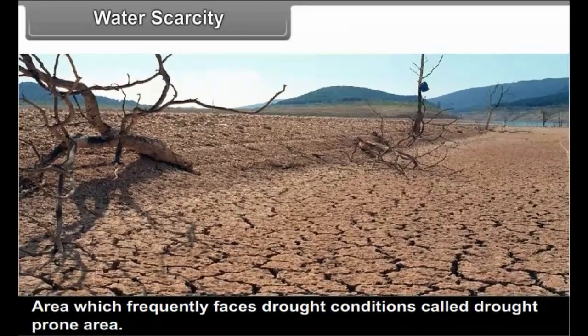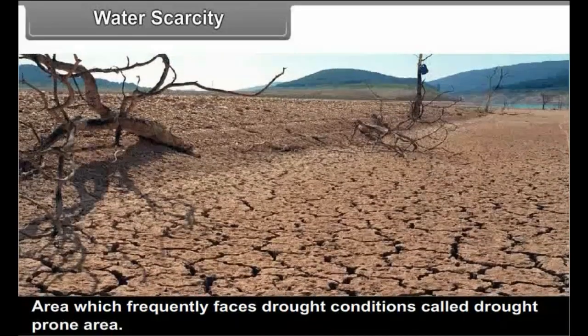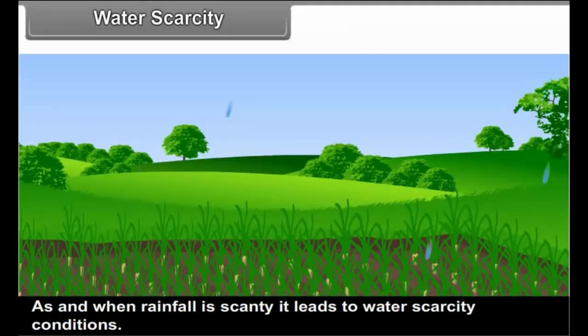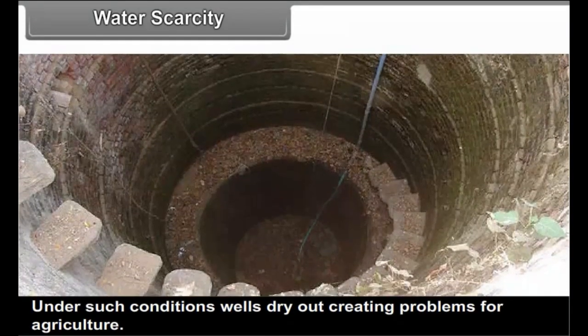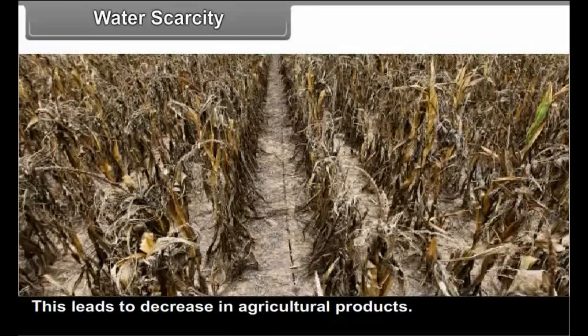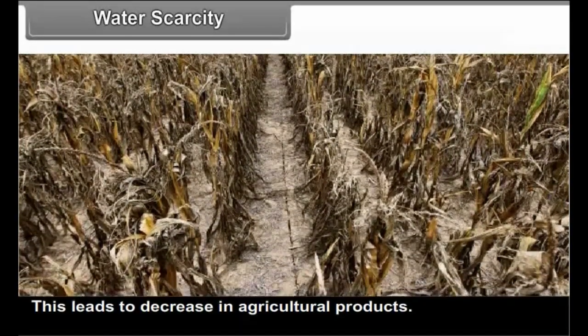An area which frequently faces drought conditions is called a drought-prone area. As and when rainfall is scanty, it leads to water scarcity conditions. Under such conditions, wells dry out, creating problems for agriculture. This leads to a decrease in agricultural products.